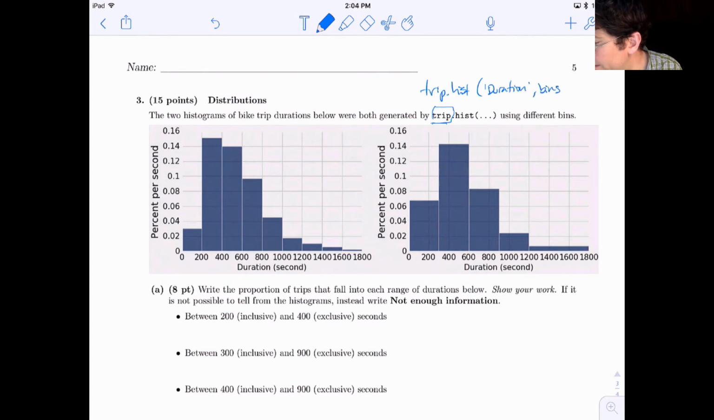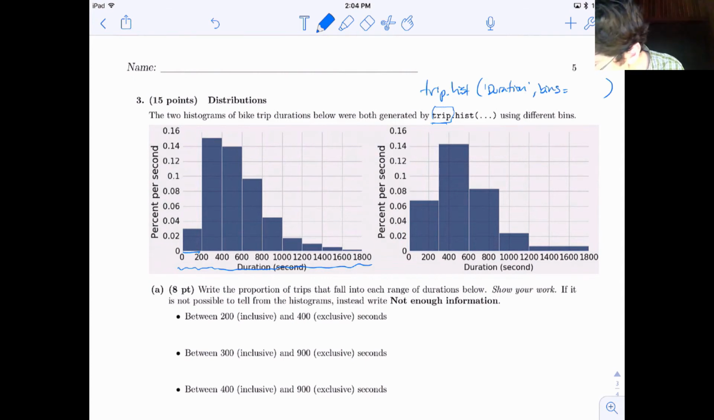with bins equal to, and then in this case we have bins that are all 200 wide. So we have 0 to 200, we have 200 to 400, etc. And you can see that because the 200 lines up with this line. So this is the 200 line, that's the 400 line, etc. Now in this histogram, the 200 line actually falls here.